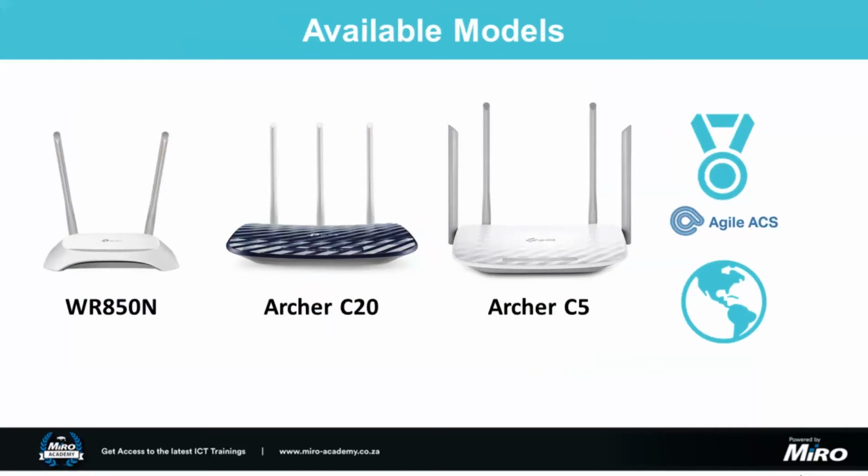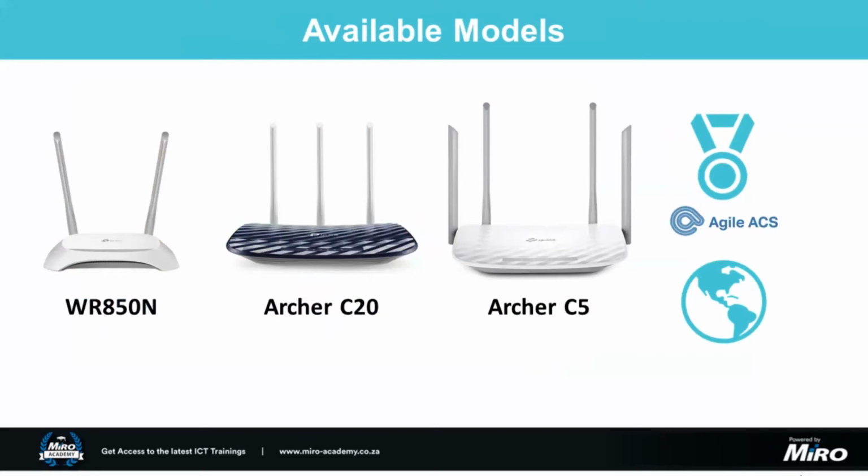But for a client that then wants AC 1200 speeds and gigabit ports, last but not least, we have the Archer C5. So whether it's an entry-level client or slightly higher end or more demanding client that wants better speeds and so forth, you've got a variety of different routers to pick from over here. And like I said, as long as you're using these routers, the Agile ACS and Agile Configuration failover and batch configuration benefits are all free to you.